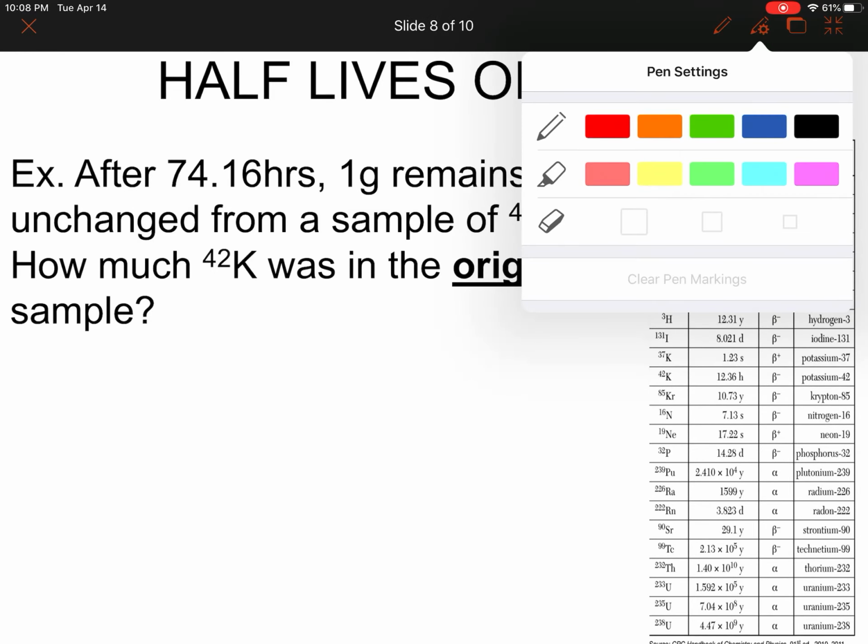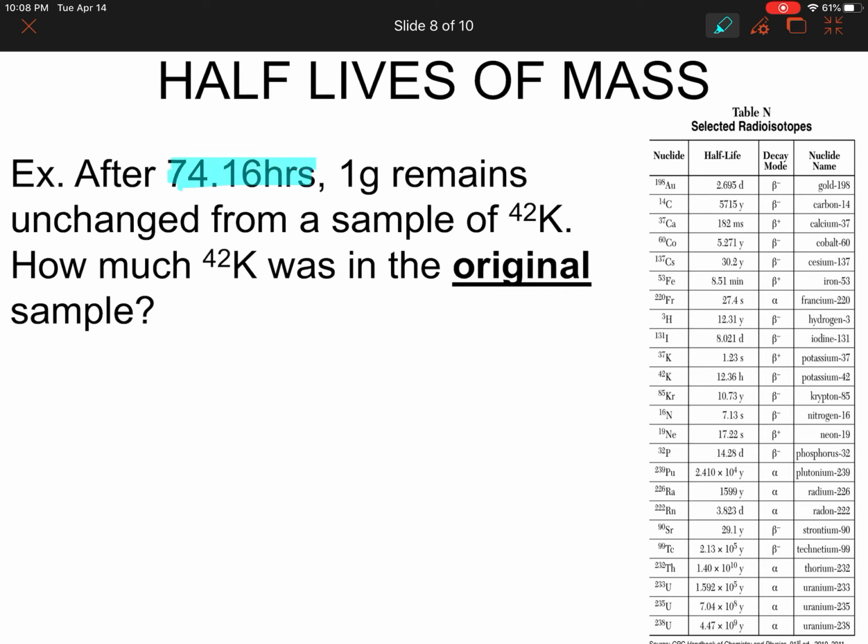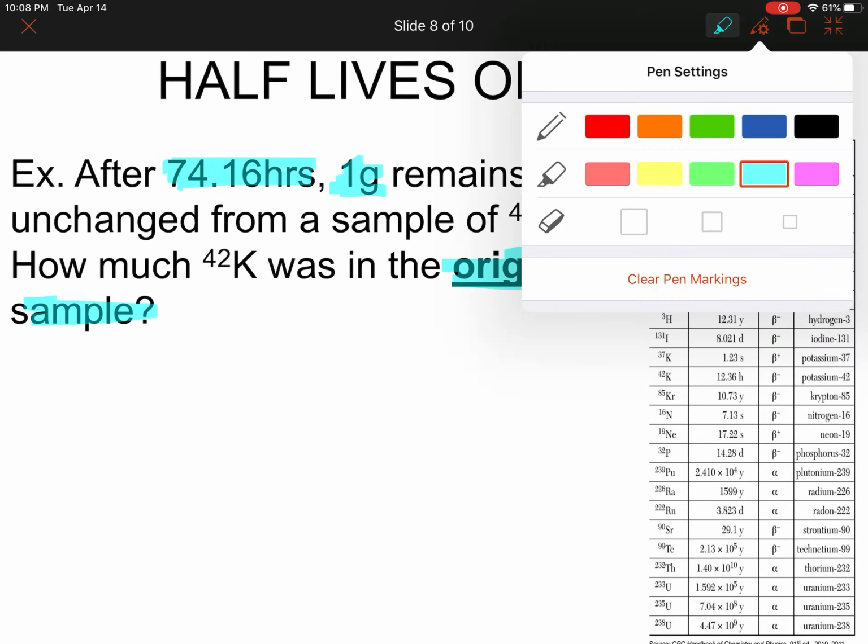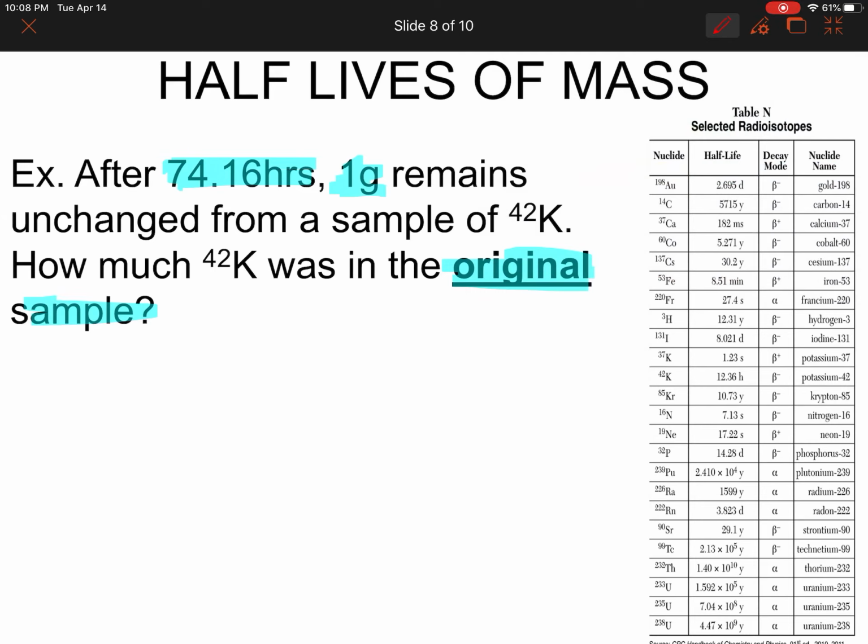Let's read the question together, okay? After 74.16 hours, a 1 gram sample remains unchanged sample K42. How much K42 was in the original sample? So remember, guys, when the question ends, it says how much was in the original sample. We're not going to divide by 2 or half it. We're going to multiply by 2. So, first of all, let's go over here. We have 74.16 hours. We have 1 gram. So the only given is 1 unit of time and 1 unit of mass.